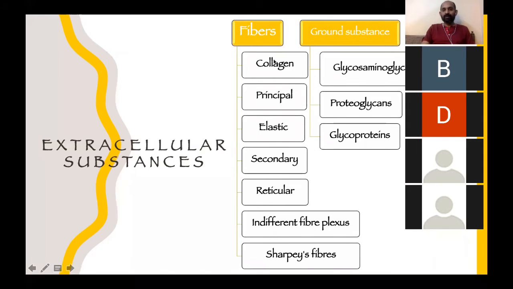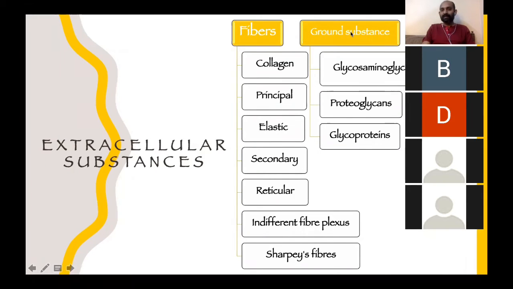So the fibers would be made up of different components. One, the primary fiber of your periodontal ligament is your collagen fiber. Okay, and then there is a principal fiber. Principal fiber is not different from collagen fiber. This collagen fiber is arranged into bundles, and these bundles of collagen fibers are called principal fibers. Then there are other fibers which are called elastic, secondary, reticular, indifferent, and Sharpey's fibers. We have already mentioned what Sharpey's fibers are.